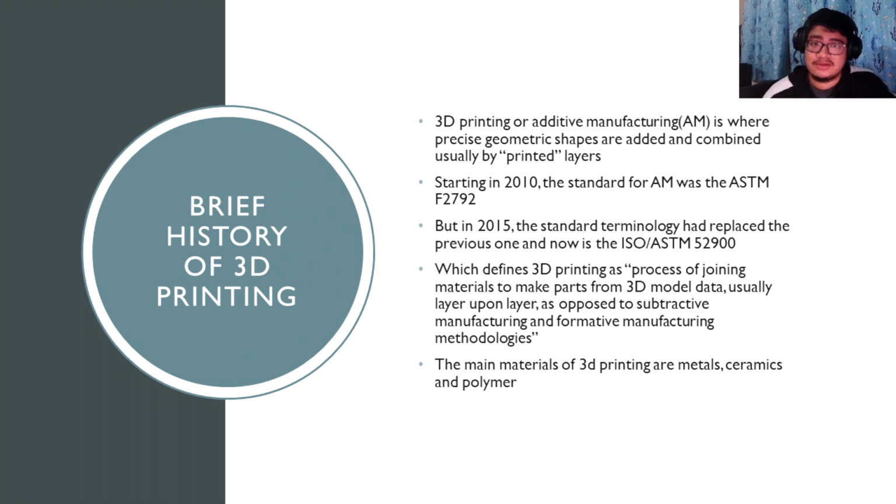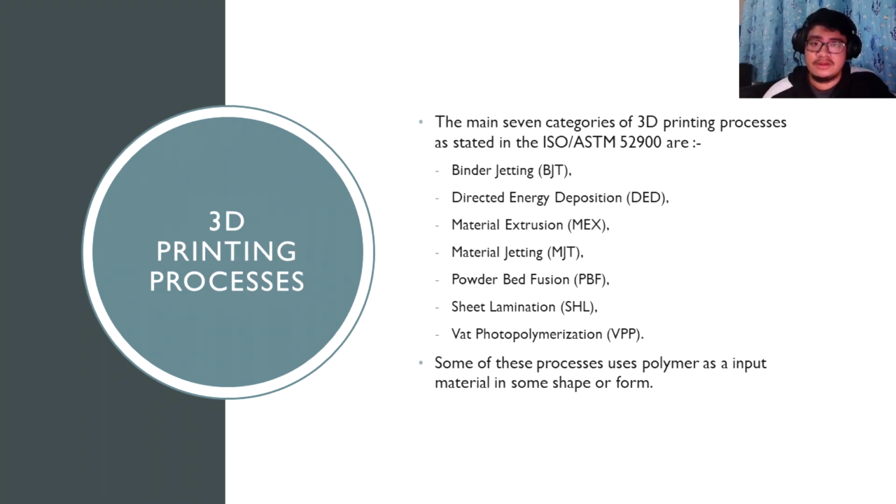The main materials of 3D printing are metal, ceramics, and polymers. For the processes of 3D printing, there are 7 main categories from the previously stated ISO ASTM 52900, which are binder jetting, directed energy deposition, material extrusion, material jetting, powder bed fusion, sheet lamination, and vat photopolymerization. Some of these processes use polymer as a main input material.